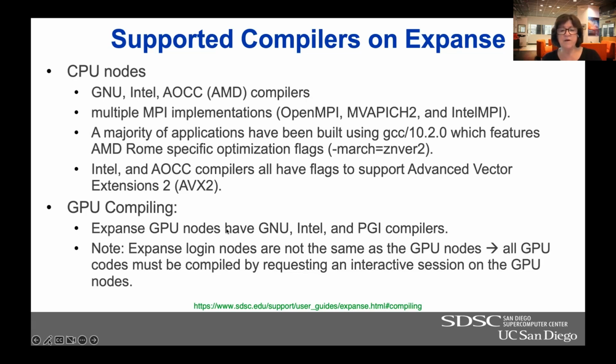For GPU, we have GNU, Intel, and PGI. And the Expanse login nodes are not the same as the GPU nodes. So when you go from CPU to GPU, make sure you load the right module environment, because the module environment you have set up on the CPU system does not propagate down to GPU. You have to make sure that you load all the modules. So our pattern is that you load the modules and you put that into your scripts that you use to run your jobs.